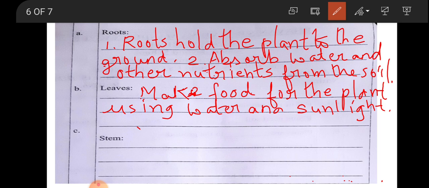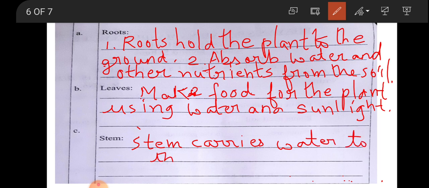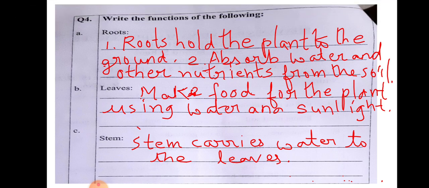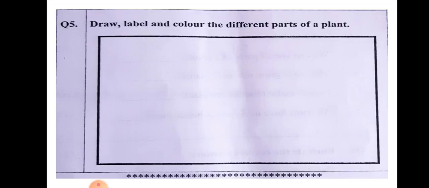Stem. What is the function of the stem? Stem carries water to the leaves. Carries water not only to the leaves, to all the parts of the plants and the trees. ठीक है. Through stem, through branches, then it reaches the leaf. Now, children, draw and label, color the different parts of the plant. This also I have done in the worksheet. You can refer to that better.